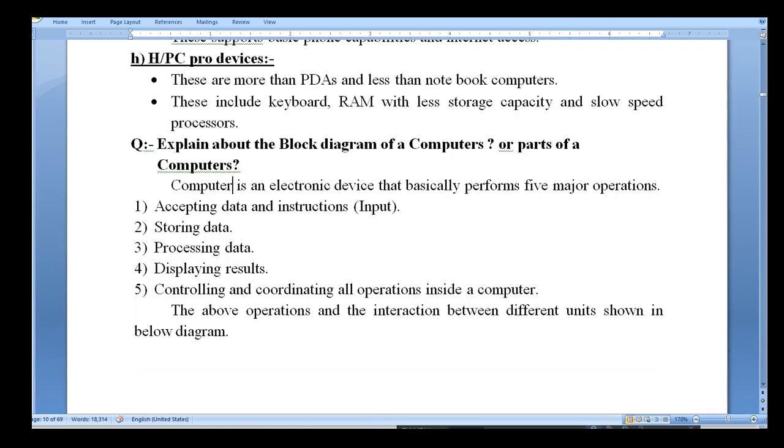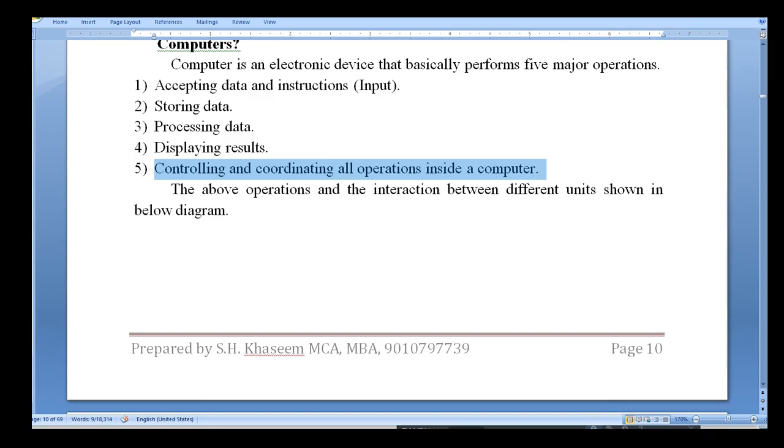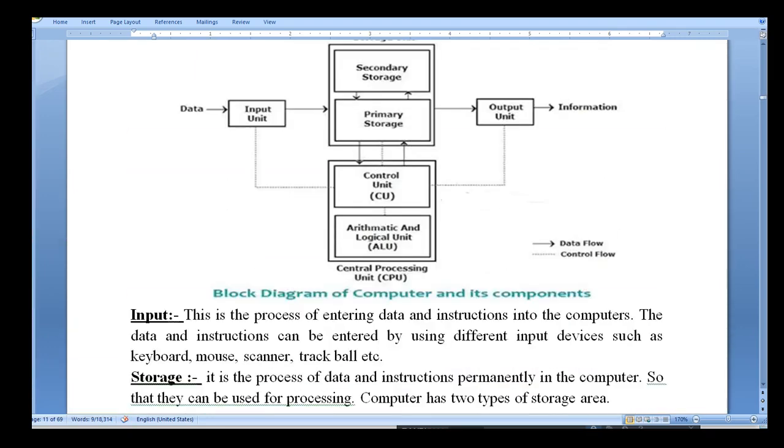Based on the definition of a computer, a computer performs five major operations: accepting the data and instructions, storing the data, processing the data, displaying the results, and controlling and coordinating all the operations inside the computer. So this is the block diagram, or basic organization, of a modern computer.